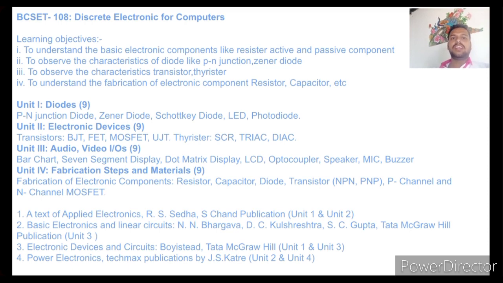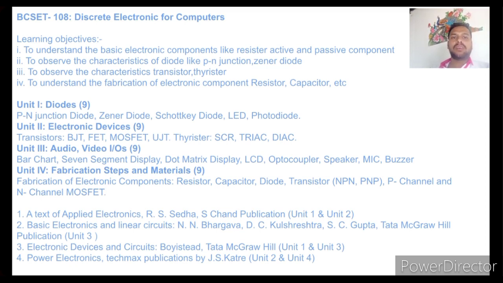A speaker converts the electrical signal into a sound signal, and a mic converts the sound signal into an electrical signal. Speakers and mics have different types. And the last point is the buzzer. Unit 4 is the fabrication steps and materials.